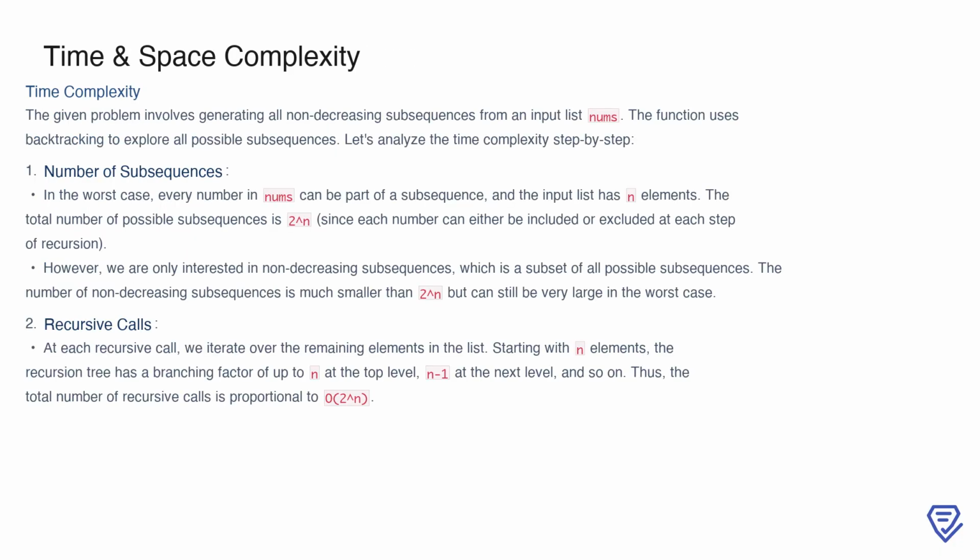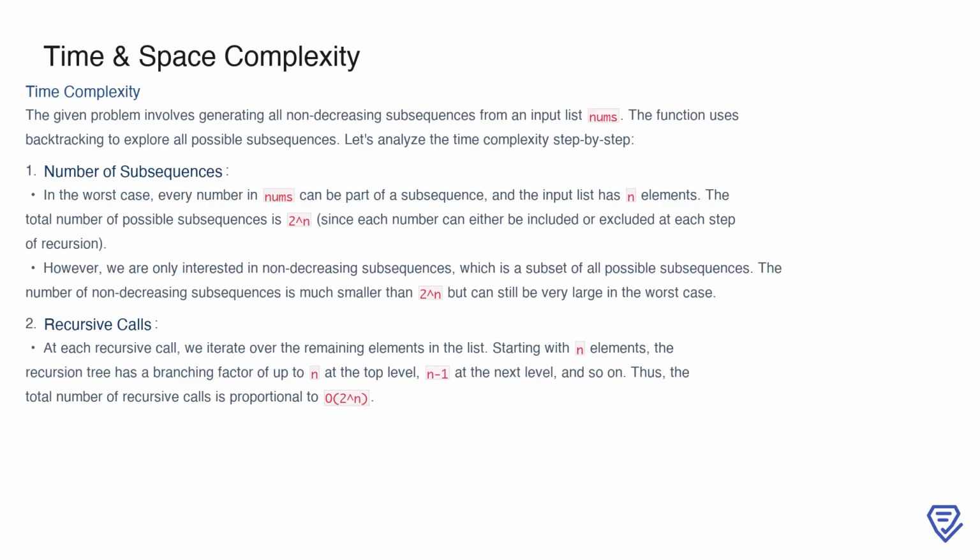To analyze the time complexity of generating all non-decreasing subsequences, we start by observing the number of subsequences we could potentially create. In the worst case, every number in the input list can either be included or excluded from a subsequence, leading to a total of 2 to the power of n possible subsequences, where n is the length of the list. However, since we are only interested in non-decreasing subsequences, a subset of all possible subsequences, the actual number is smaller but can still be quite large in the worst case.